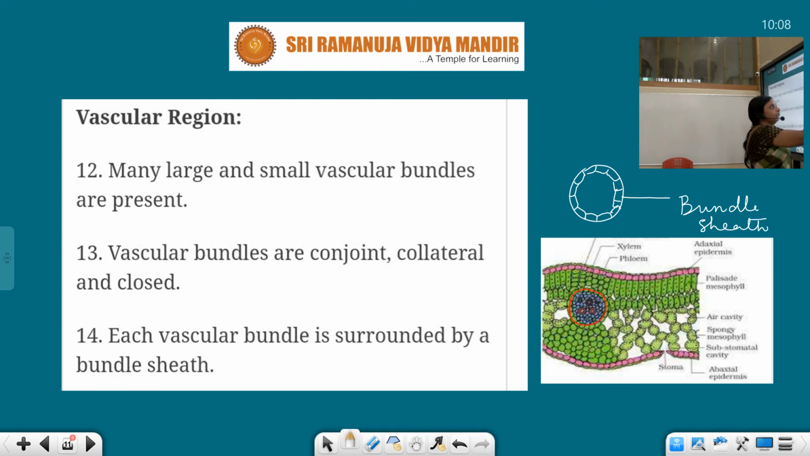In the vascular bundle, xylem is towards the upper side, towards the upper epidermis, and this is protoxylem, and these two are metaxylem. So this one is protoxylem, and this one is metaxylem. Xylem is towards the upper epidermis, whereas phloem is towards the lower epidermis. So phloem is situated toward the lower side. This part is phloem.